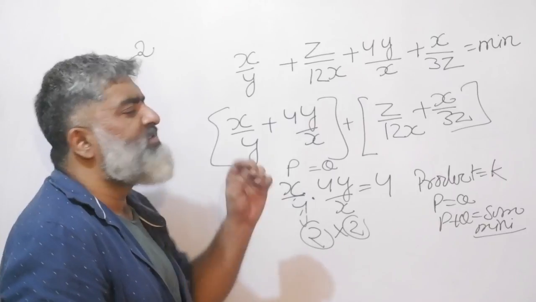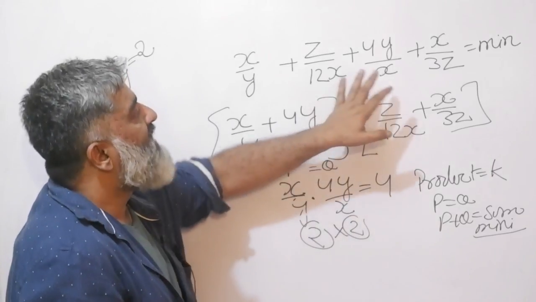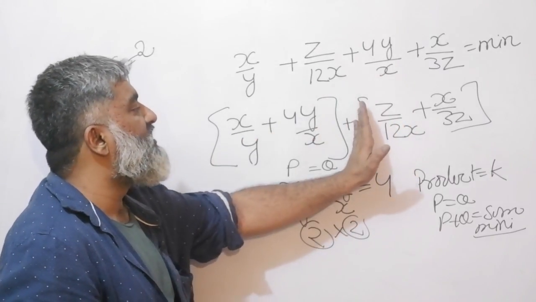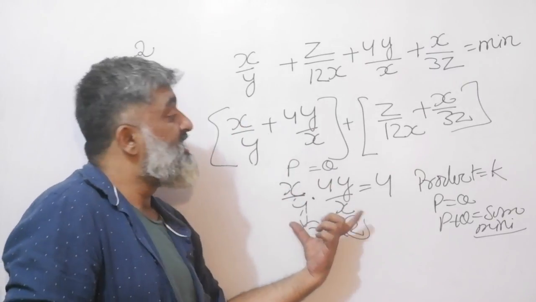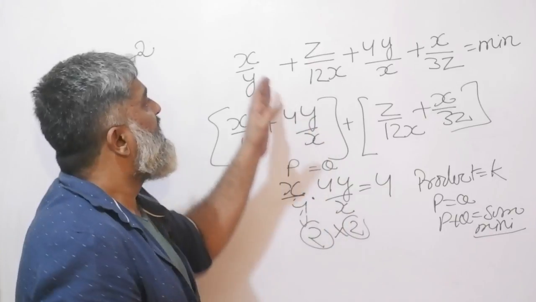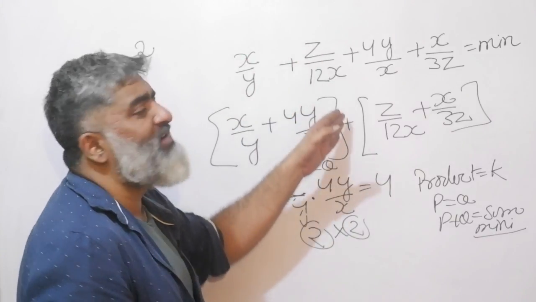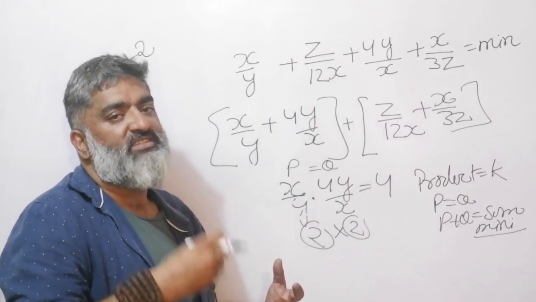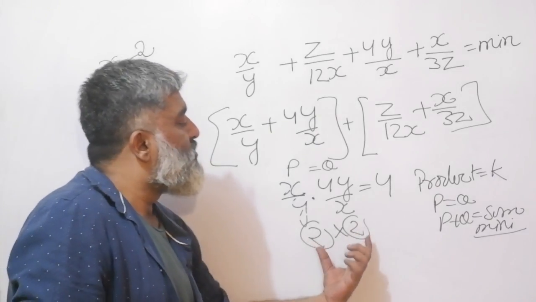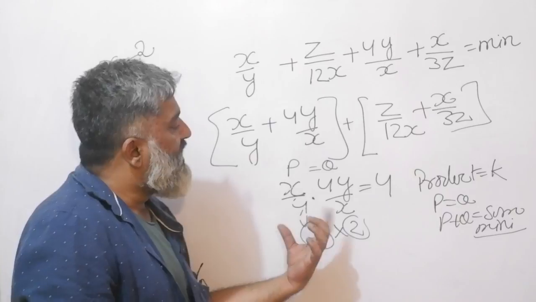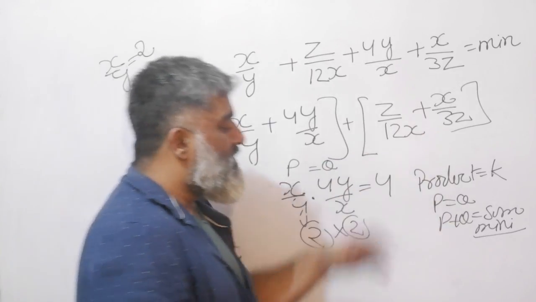So I hope you notice the very basic game here. I saw this expression, I rewrote it so that I can play this game, x by y into y by x, the product will be available to me. If I do x by y into a z by 12x, the product will not be a constant, I'll still get a variable in the product. So I don't want to do that. So I did that. So now the same game I will play here.